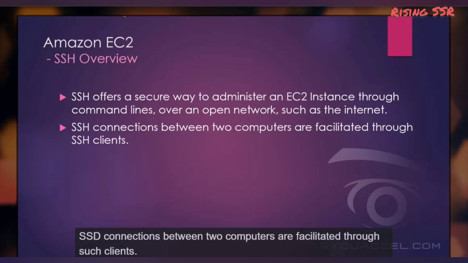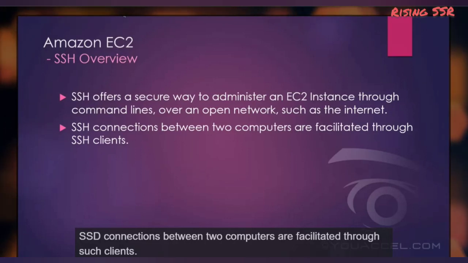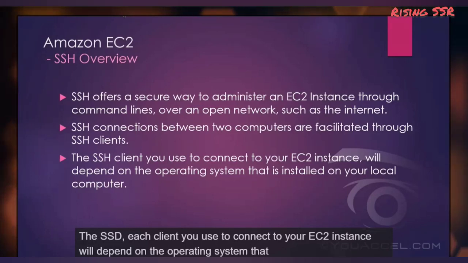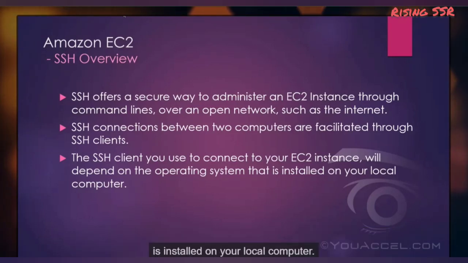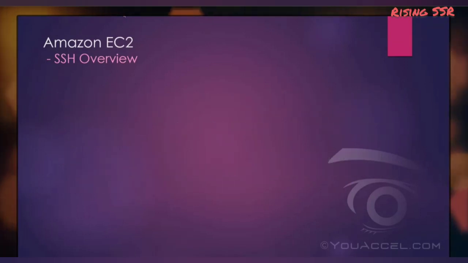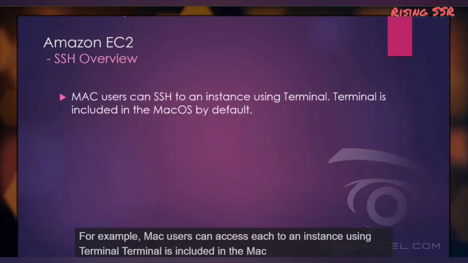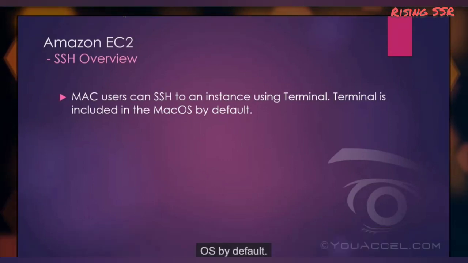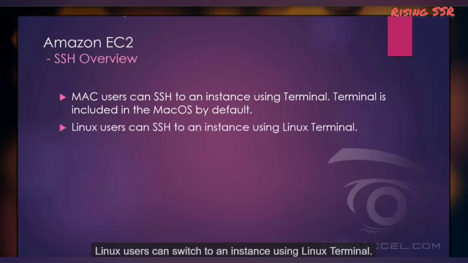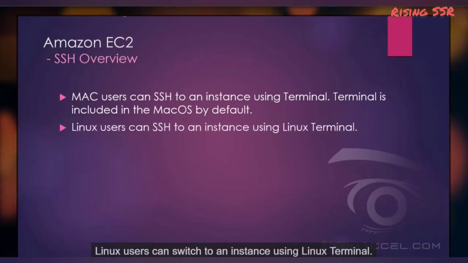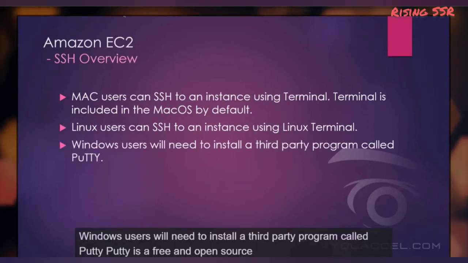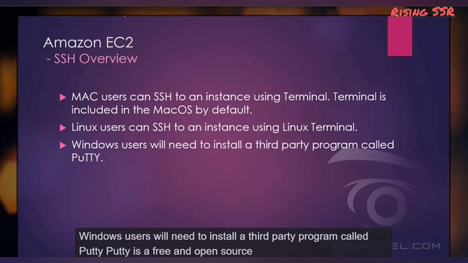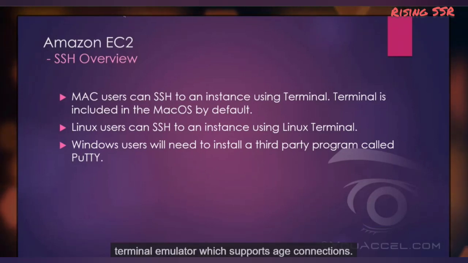SSH connections between two computers are facilitated through SSH clients. The SSH client you use to connect to your EC2 instance will depend on the operating system that is installed on your local computer. For example, Mac users can SSH to an instance using Terminal. Terminal is included in the Mac OS by default. Linux users can SSH to an instance using Linux Terminal. Windows users will need to install a third-party program called PuTTY. PuTTY is a free and open source terminal emulator which supports SSH connections.